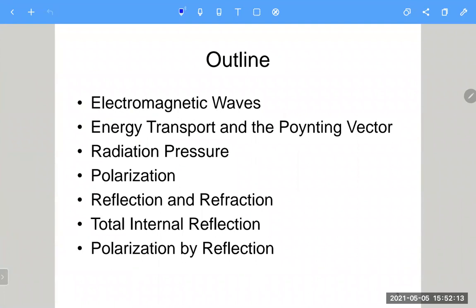So in this chapter, we'll talk about the electromagnetic wave, and then the energy transport, and also the Poynting vector, and the radiation pressure, polarization, reflection, and refraction, total internal reflection, polarization. So yeah, you may feel like these parts are quite independent with the previous parts.